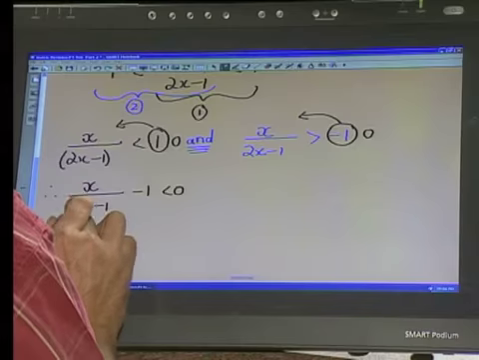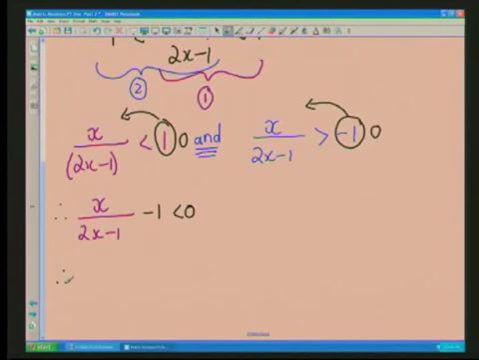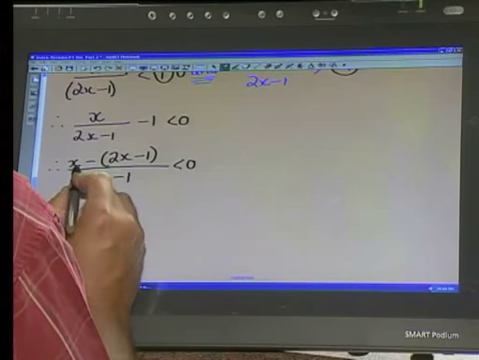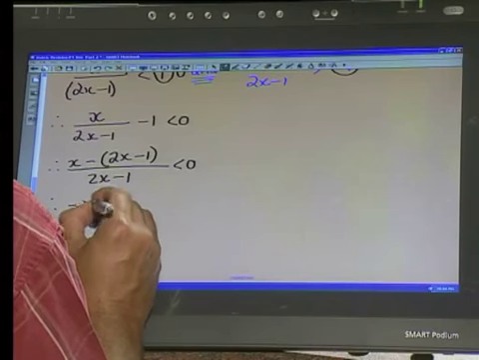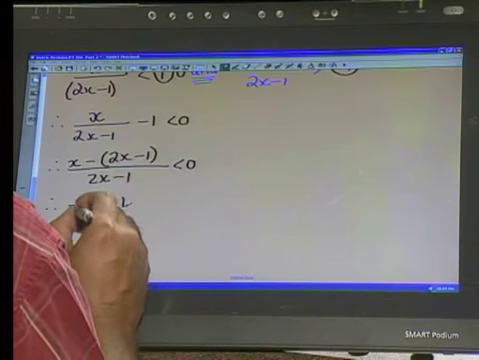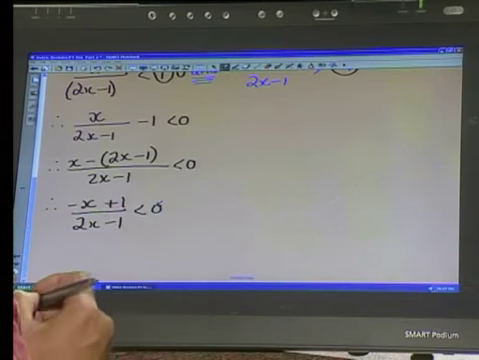This is a fraction, that's a number. To be able to do this, I need to add the fraction with the LCD. In this case, it's 2x minus 1. You agree? Yeah. Okay, so I've got x minus, in a bracket, 2x minus 1, and that is smaller than 0. The rest is just adding numbers together. I get x minus 2x, that gives me negative x. Then a minus times a minus is a plus 1. So that's what I'm left with at this point. That must be smaller than 0.